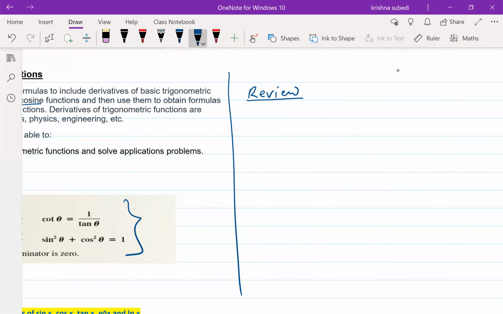Suppose you are given a right triangle. Let's say this is your right triangle, and this is your angle theta. Let's say the vertices are A, B, C. Now, when I say sine theta, what does that mean? It means opposite over hypotenuse. So that means AB over AC.